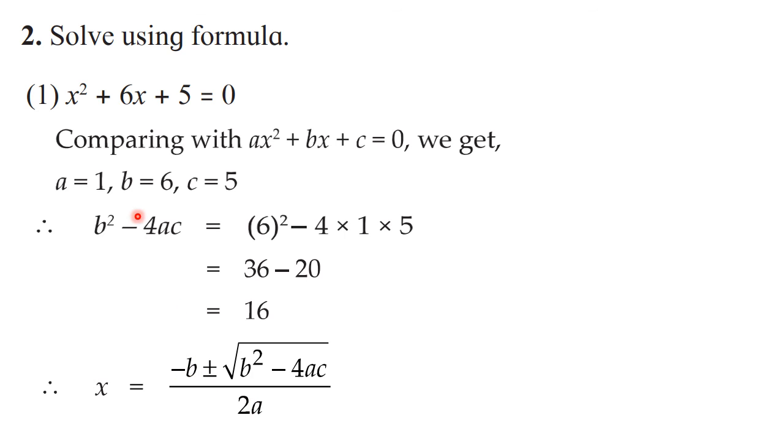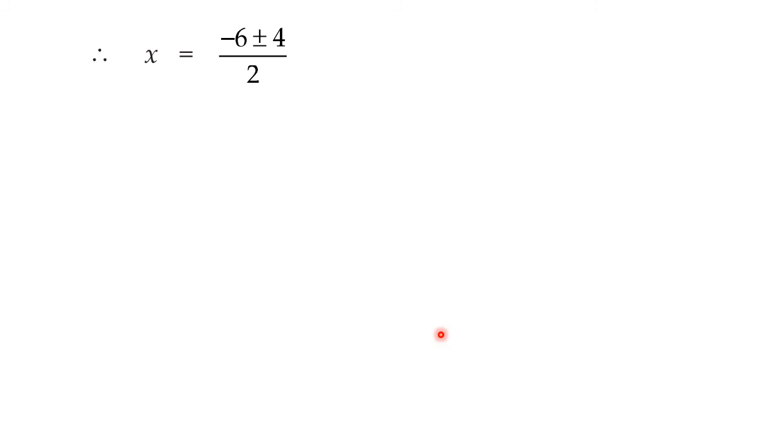Afterwards, you just put the values. In place of b, you write 6, then plus or minus as it is, and this term we have already found out, so directly we can put 16 here, and down 2 into 1 because the value of a is 1. So the next step is to substitute the values. See, the values are substituted: minus 6 plus or minus under root 16 upon 2 into 1. Now see, 16 is a perfect square, therefore root 16 we can write as 4. So x is equal to minus 6 plus or minus 4 upon 2.